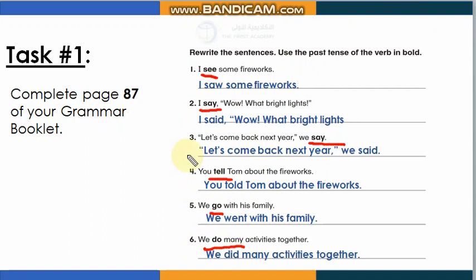And here we go. So, see, in the past it will be saw. So, I saw some fireworks. Say, it will be said. I said, wow, what bright lights. Say, will be said. Let's come back next year, we said. Tell, it will be told. You told Tom about the fireworks. Go, it will be went. We went with his family. Do, it will be did. We did many activities all together.